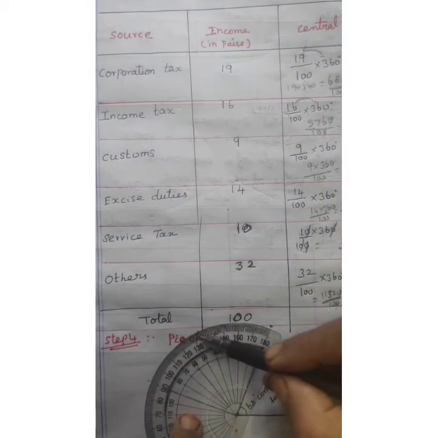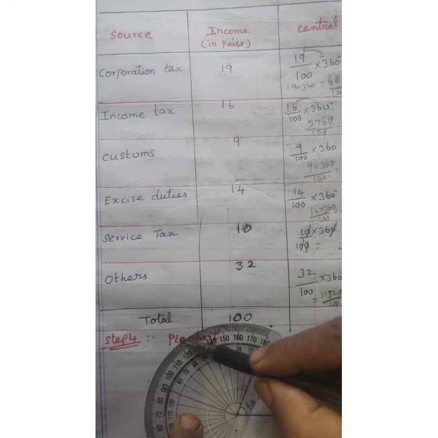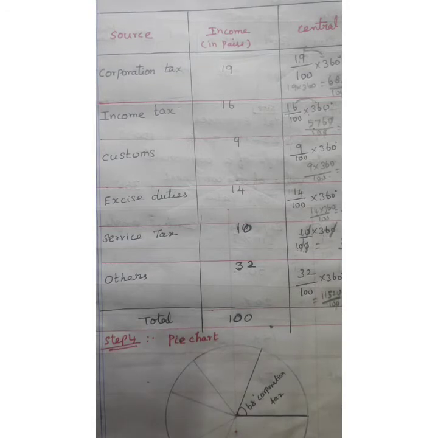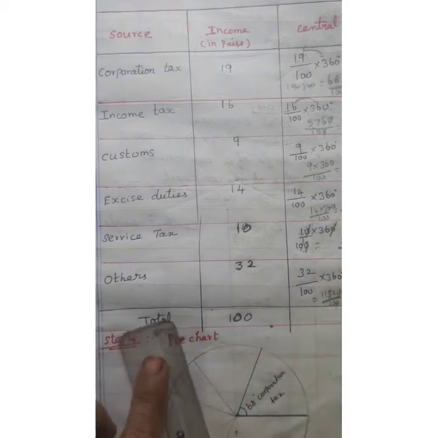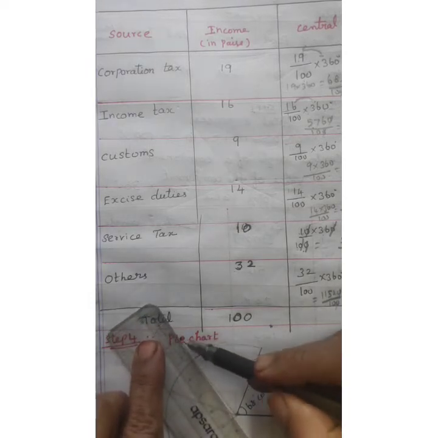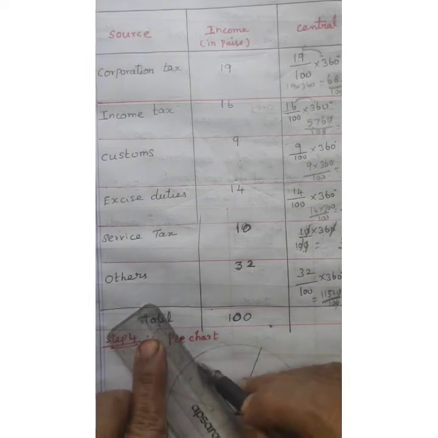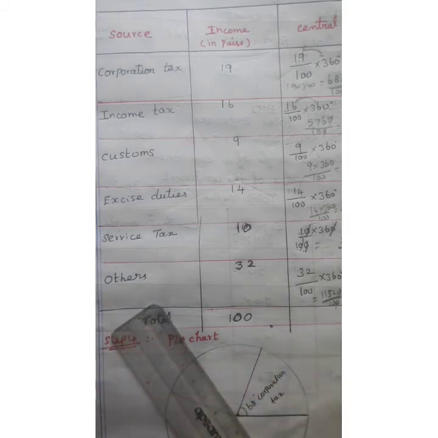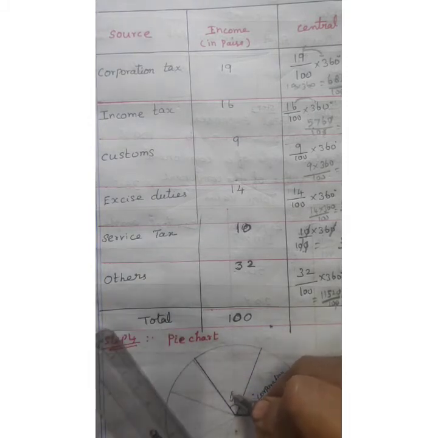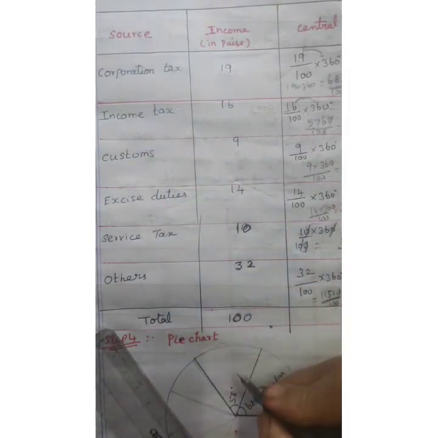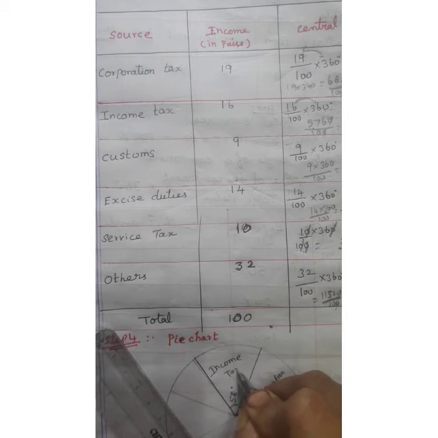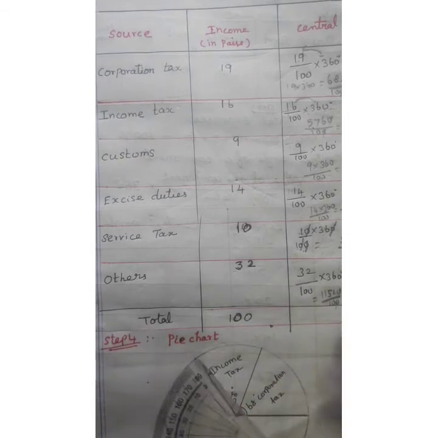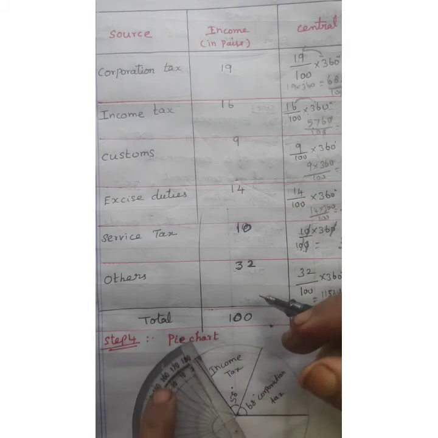50, 51, 52, 53, 54, 55, 56, 57, 58. So here only the line comes. Draw the line. 58 degrees: income tax. Next, keep the protractor. How do they keep this line? It wants to coincide here.